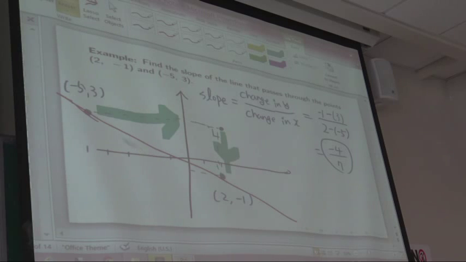Why wouldn't you just plug into the equation? Yeah, you can plug in y2 minus y1 over x2 minus x1. Then you get positive 4 over negative 7. That's the same as -4 over 7. It doesn't matter. Any other questions? Okay, so let's move on.